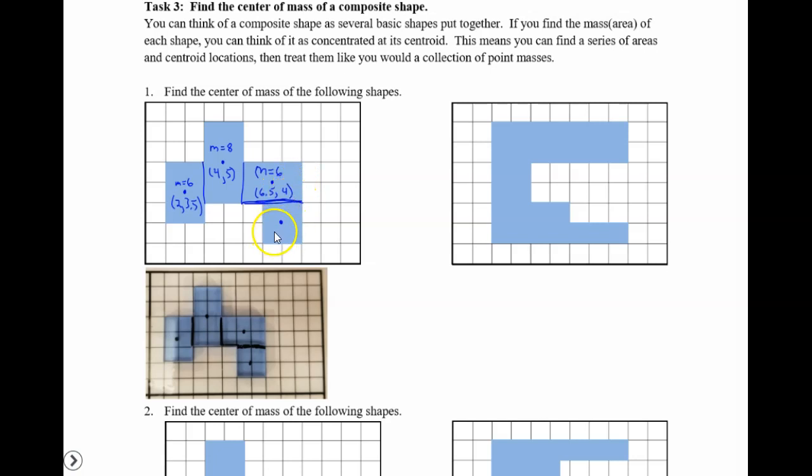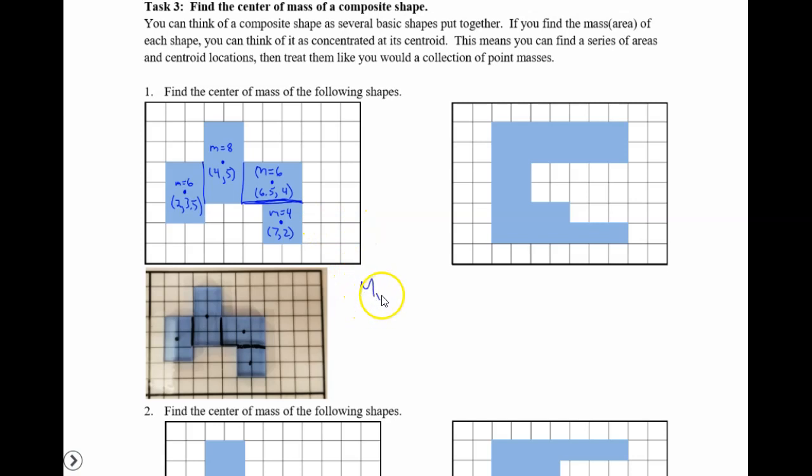So there's that. And this one, mass of 4, 1, 2, 3, 4, 5, 6, 7. So center's at 7, 2, and mass there's just 4. So I got 2 by 2. And then go through all the computations like you did for point masses.